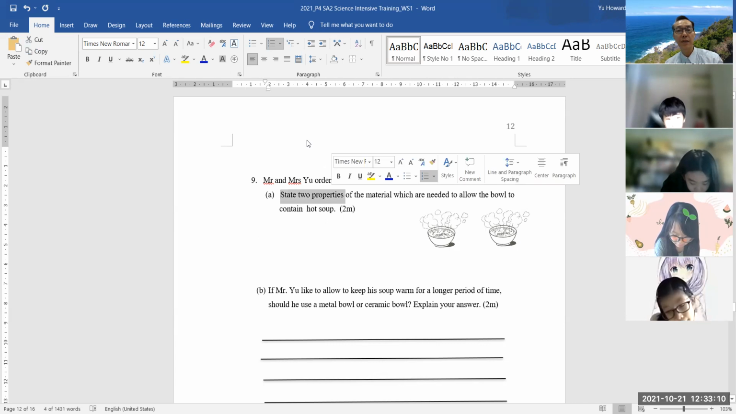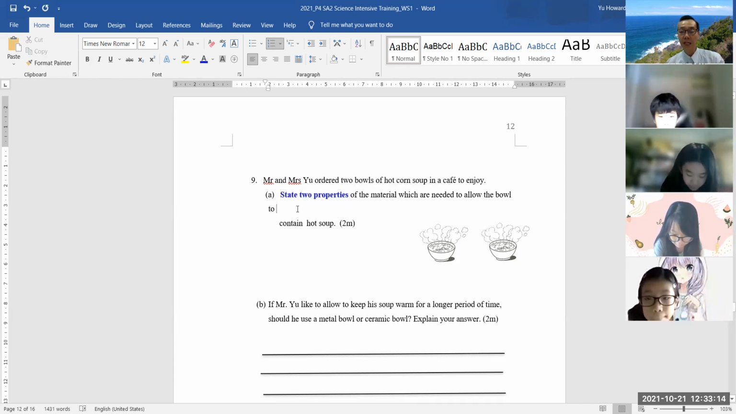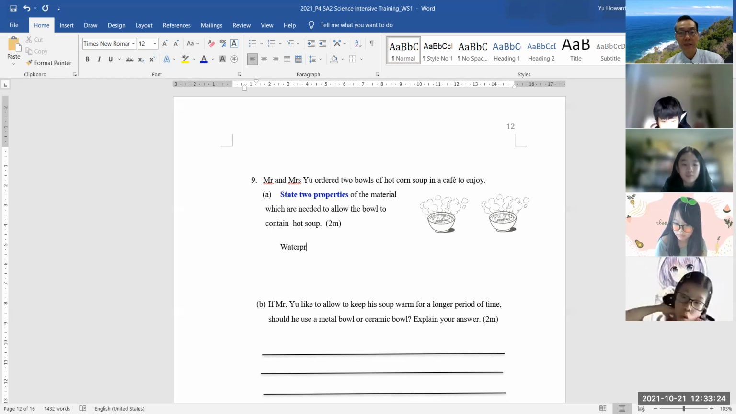Okay, so you highlight this one. You have to state 2 properties. State is very easy, no need to give a long-winded answer. Just say the answer. So what's the property? Number 1 must be what? Waterproof. Yeah, because you need to hold the liquid.